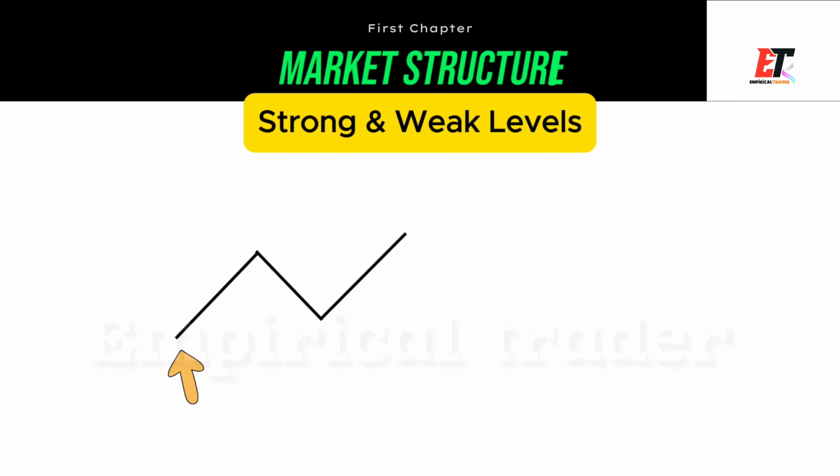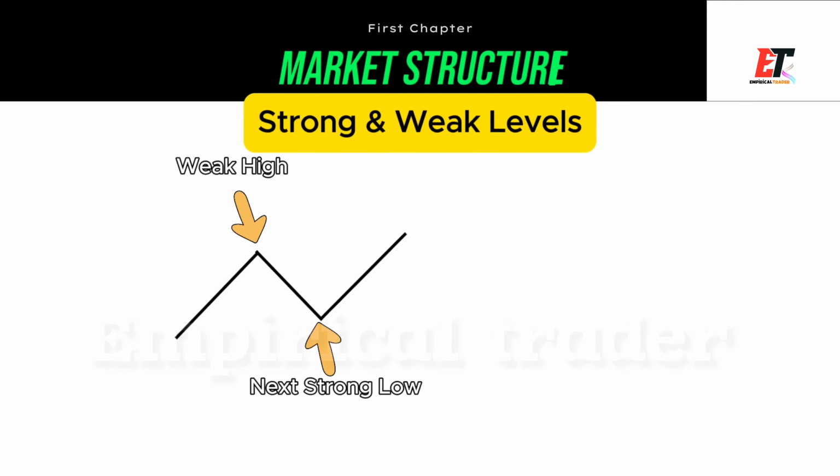This is the low of the first movement. On uptrends, we know that lows are not broken. So this is the first strong level. Then price goes up, pulls back, and breaks the high. So by confirmation of the uptrend, the lowest point of the pullback is the next strong low, and the high that broke is the weak high.